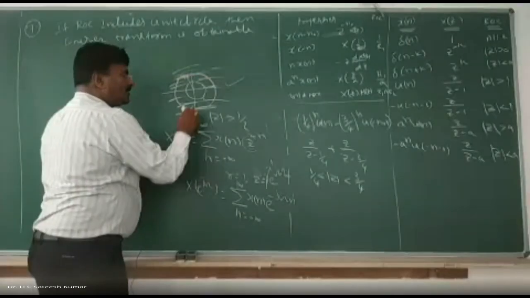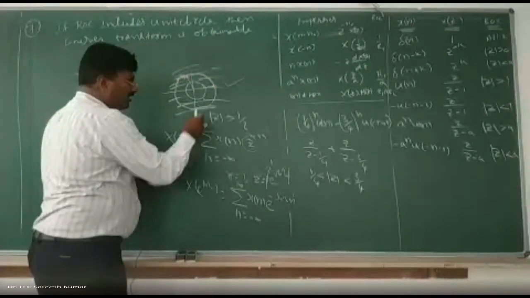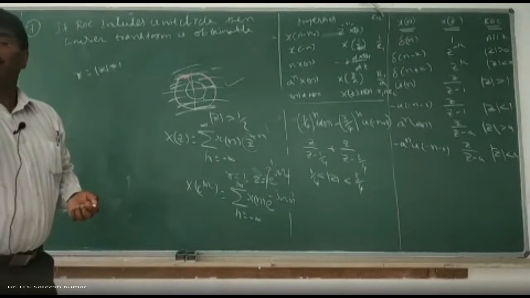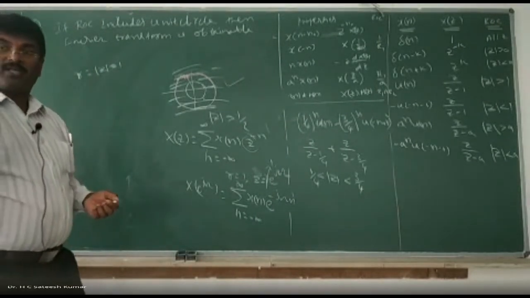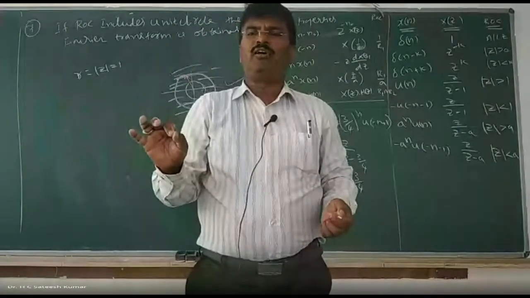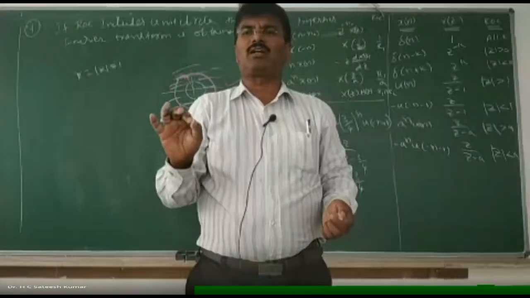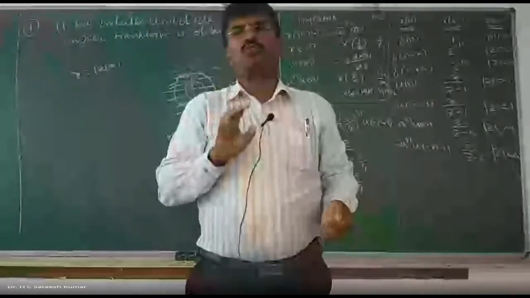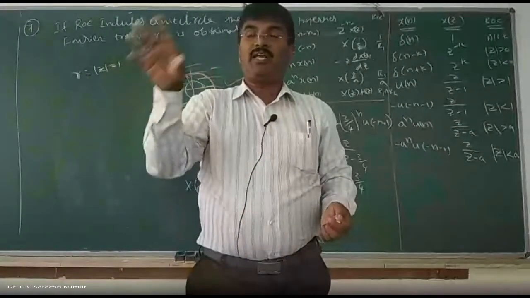Otherwise, what will happen if the unit circle is not included in the region? X of z becomes infinity. You will not get the Fourier transformation. That means the Fourier transformation is obtainable only if the ROC includes the unit circle. The unit circle should be present inside the ROC, because in the shaded area X of z is finite.